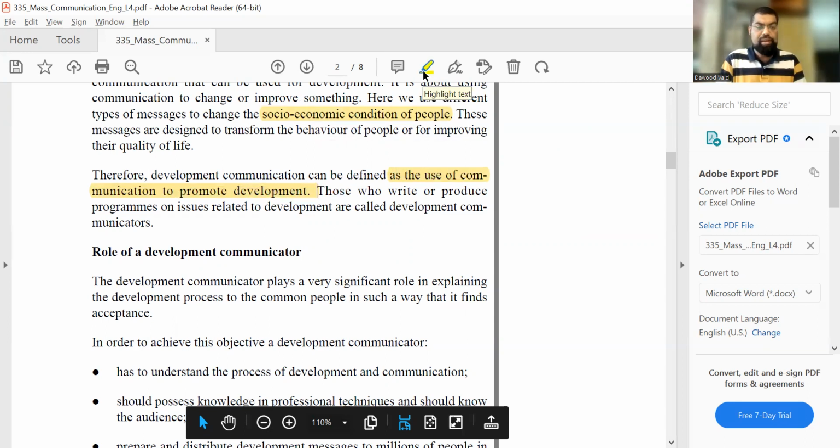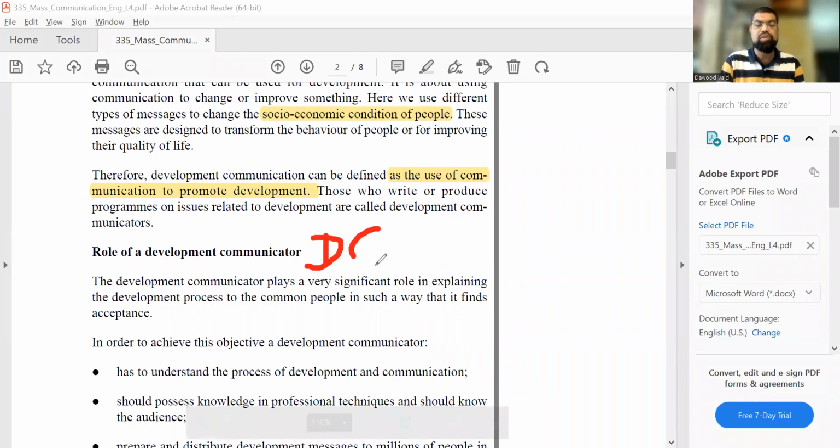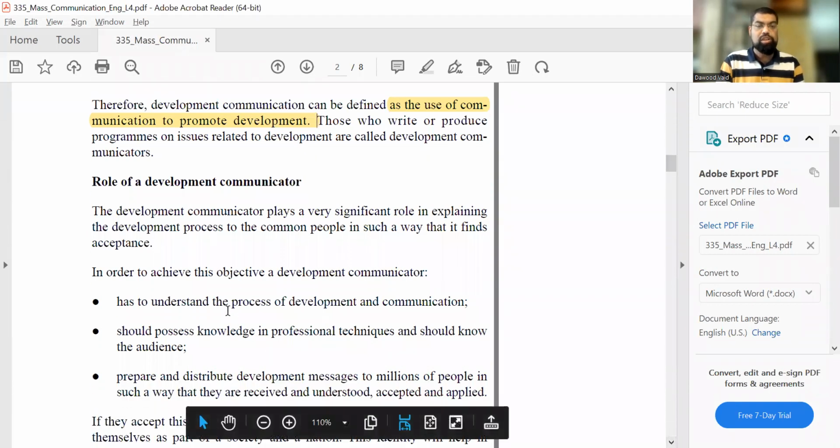For making development communication effective, you need the DC. A DC is a development communicator. So what is a development communicator, and what are the 3 characteristics of a DC? Well, number one, very importantly, a development communicator is to know the process very well. So he should know the process of development. Number two, he should have knowledge of what is to be developed, right? So he should have knowledge of the process of development and communication.